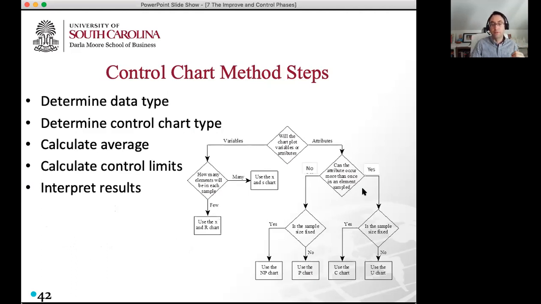For attribute variables, you check whether the sample size is fixed or not. Yes means an NP chart, no means a P chart. Can the attribute occur more than once? So are you counting? If you're counting, you go to a C chart or U chart. If it's just an attribute, like a good or bad product, then you go to a P chart and NP chart, and we're going to take a look at those as well.